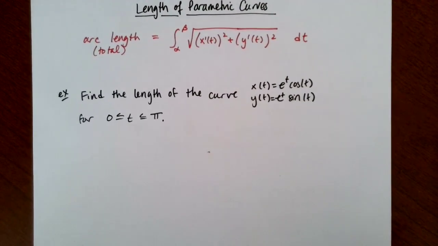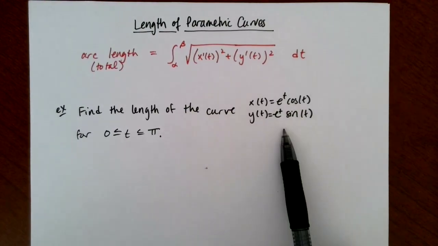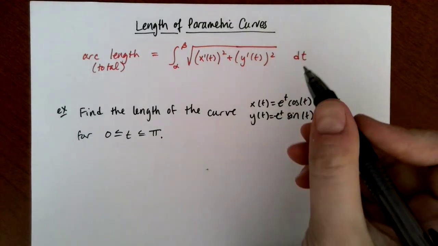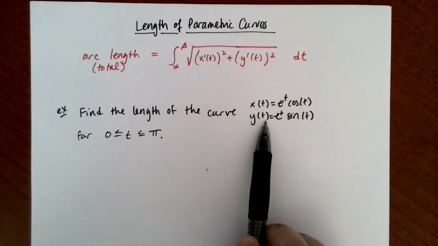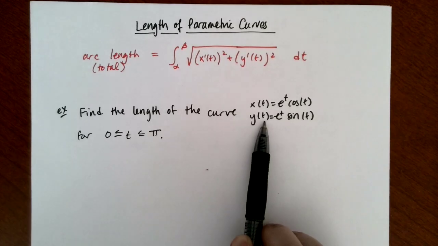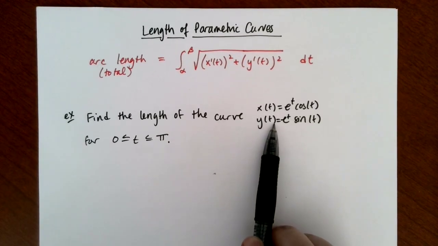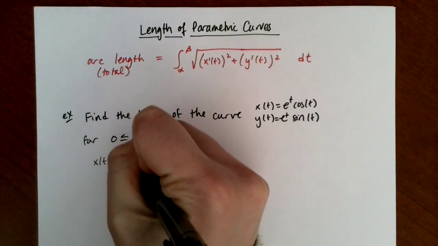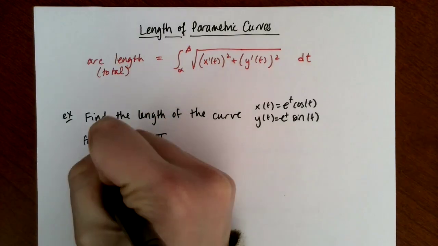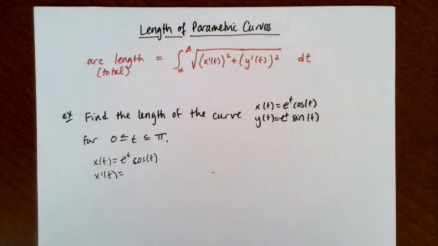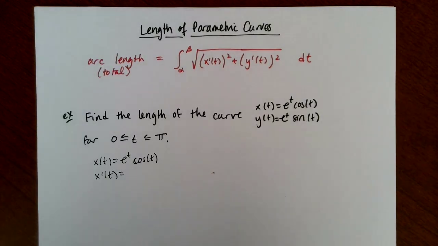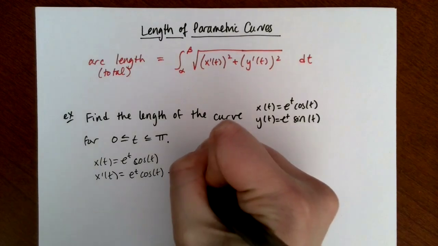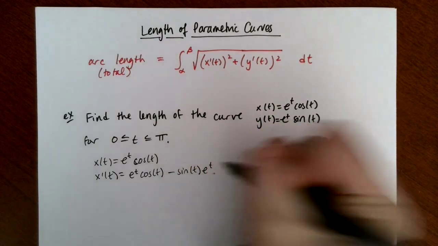In this example, we're asked to find the length of the curve given by these two parametric equations over the time interval 0 to pi. For each of these, the x prime and the y prime are going to require a product rule, so I'm going to do those as separate tasks at the beginning. If x of t is e to the t cosine of t, then its derivative will use the product rule: f prime g plus g prime f.